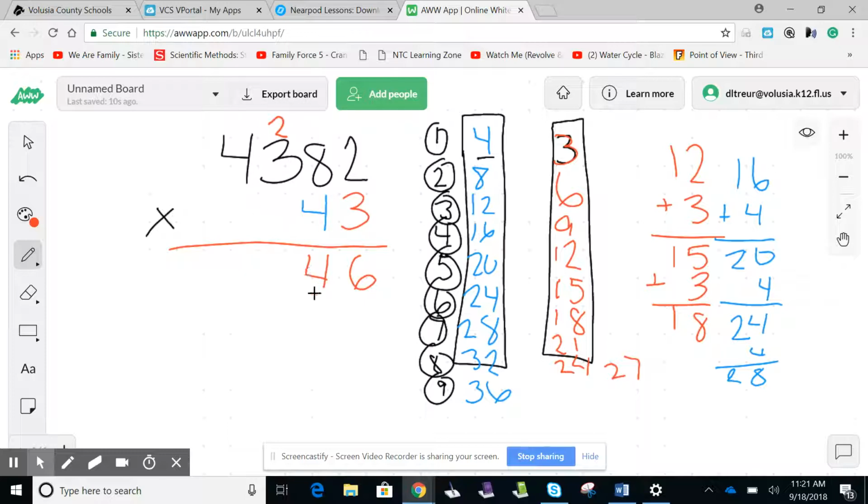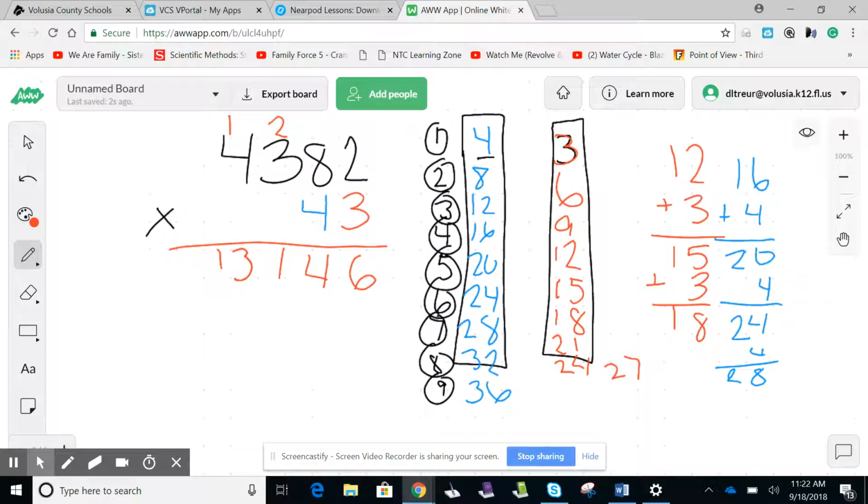You always put your 1s down here and you carry your 10s, because you can't fit 24 right here. So 3 times 3, I made that mistake earlier. 3 times 3 is 9, plus 2 more is 11. So you put your 1 here and carry it. Then 3 takes its turn with every single number up here. 4 times 3 is 12, plus 1 more is 13.